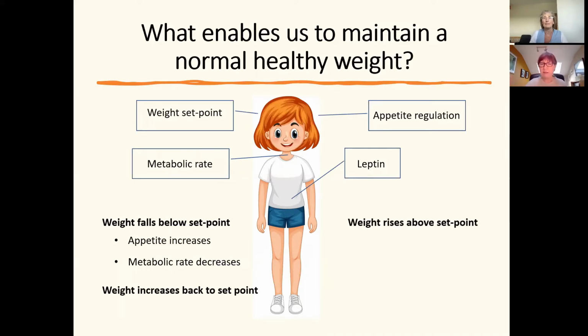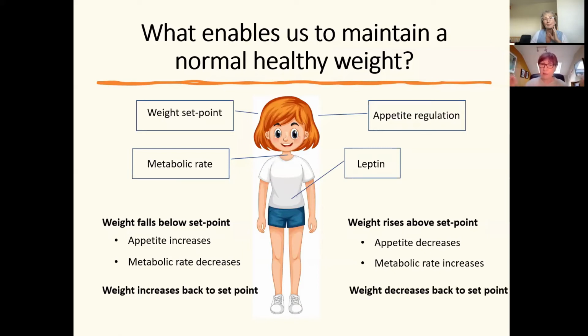On the other hand, if she's had a really good Christmas or something and she's put a bit of weight on and she needs to lose it, the opposite is going to happen. She's going to get messages that she's not really very hungry, so that she eats less and stops taking on board excess calories. But her thyroid will get the message to increase her metabolic rate so that she burns off calories more quickly. And those two things together will help the weight to go back to the set point, and then everything's back to normal again.